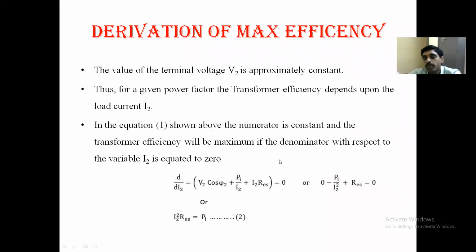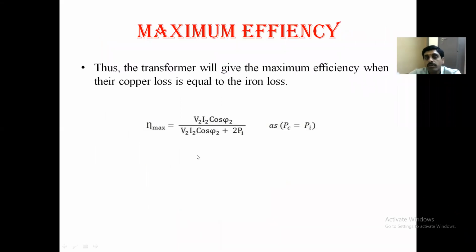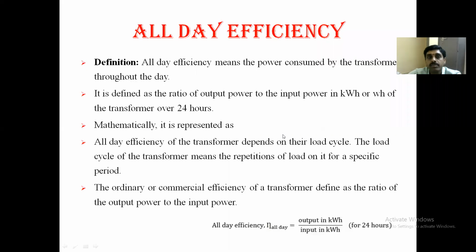In the equation, the numerator is constant, so the efficiency will be maximum if the derivative of the denominator with respect to I2 is equated to 0, that is, the denominator should be minimum. Therefore, if you differentiate the denominator and equate to 0, you get this condition: Pi is equal to I2² R. That means iron loss equals copper loss. So this is the maximum efficiency: output by output plus iron loss plus copper loss. Because both are the same, we can write 2 Pi, because Pc equals Pi. So this is the formula for maximum efficiency.